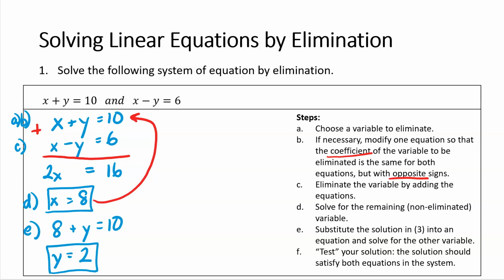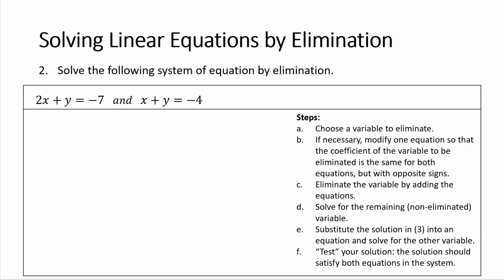What do we like doing? We like testing these out, right, to make sure we're correct. So to test, we'll plug in the values in both equations, and the equation should hold true. So we have 8 plus 2 equals 10, 10 equals 10, that works. For the other equation, 8 minus 2 equals 6, that equals 6. Okay, the testing works as well.